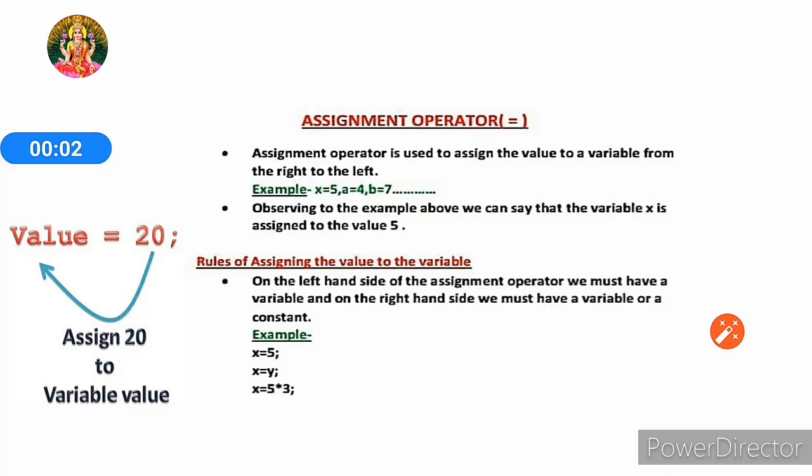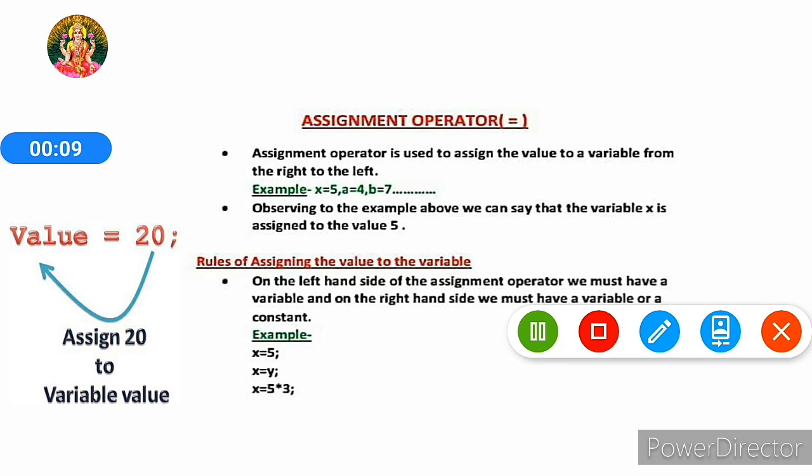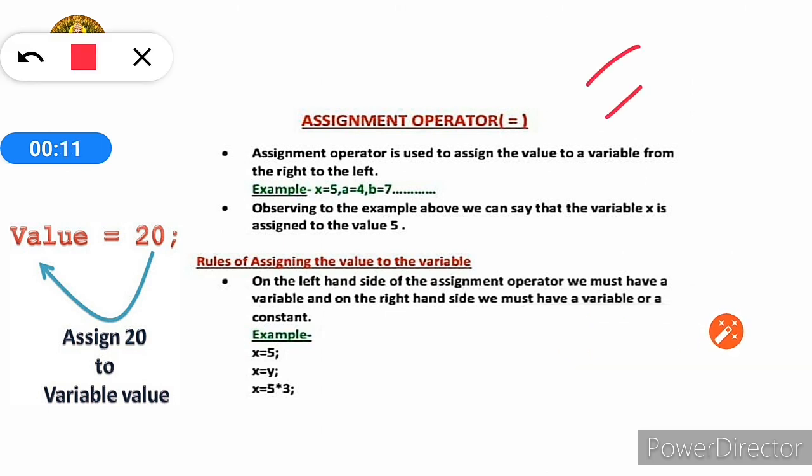So students, let's discuss the assignment operator, which is generally represented by an equal to sign. What is an assignment operator? An assignment operator is used to assign the value to a variable from right to left. Now students, you will definitely ask what it means to assign the value to a variable.